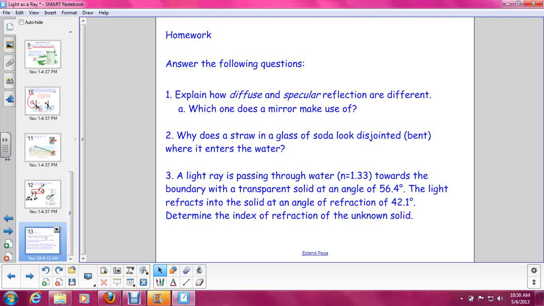And 3, a light ray is passing through water with an index of refraction of 1.33 towards the boundary with a transparent solid at an angle of 56.4 degrees. The light refracts into the solid at an angle of refraction of 42.1 degrees. Determine the index of refraction of the unknown solid. So you are trying to figure out the index of refraction of the solid that is in this water. Bonus points to anyone who looks up the index of refraction and tells me what the solid is made of.